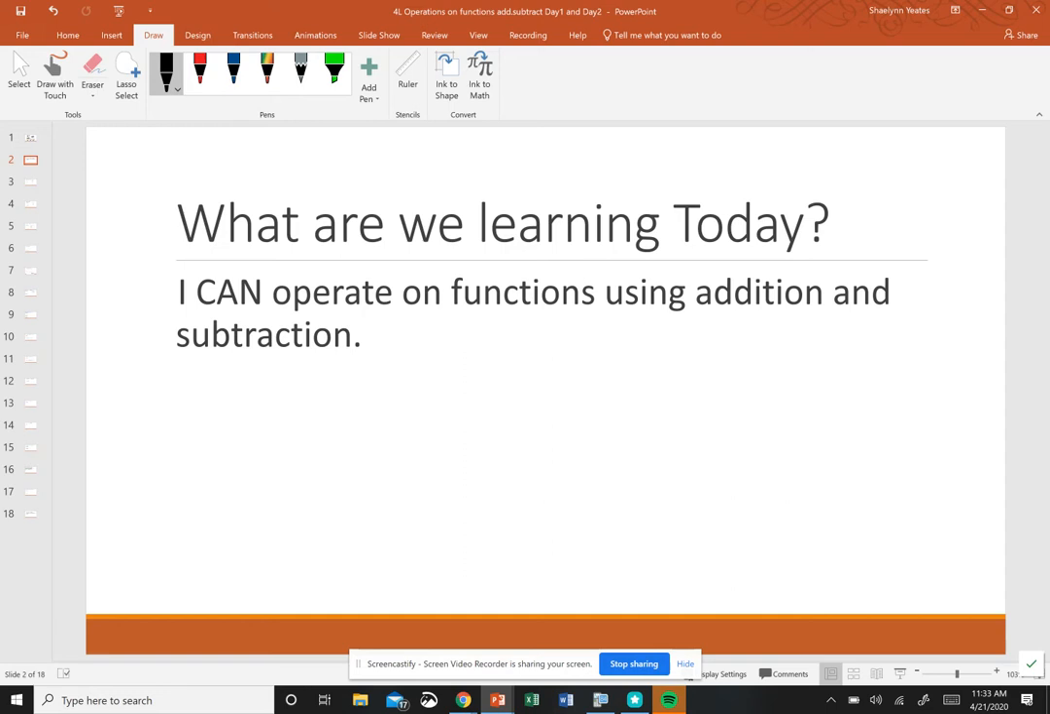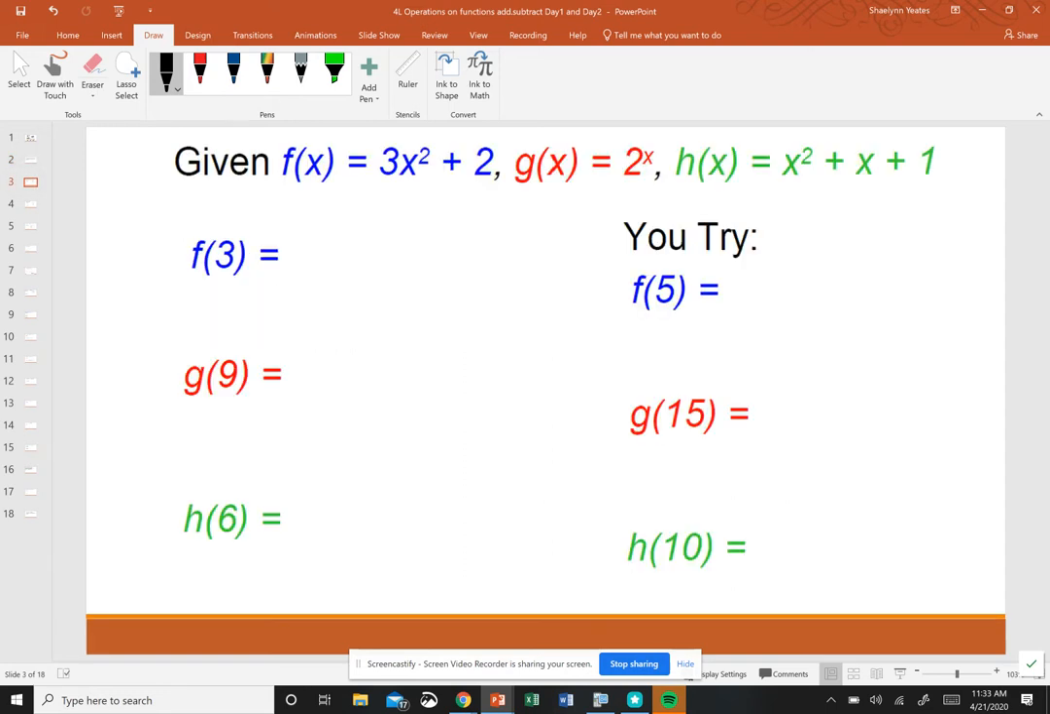So I can operate on functions, so like a whole equation, using addition and subtraction. And we're only going to make it to slide 9 today, and then tomorrow we'll finish it off. All right, so here's slide 3. It says, given f of x equals this equation, g of x equals that equation, and h of x equals that last equation, we're going to plug in this different stuff.